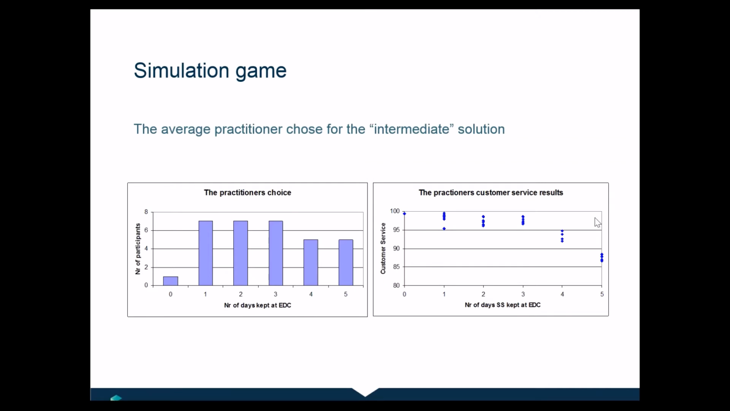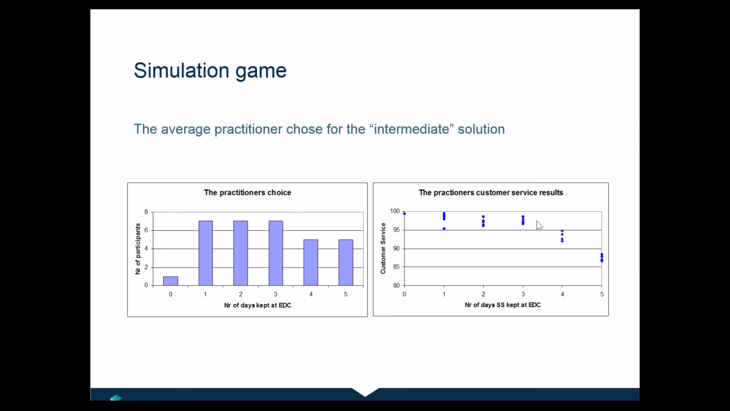If we go to the right, these are the simulation results. So when I did my PhD, I did a lot of discrete event simulations, and these are the simulations for that specific example. So what do we see? We see that the service level towards the customer is increasing if we keep less days at the central DC. So basically, if I have less days at the central DC and I put more safety stock at the regional DC, I'm increasing the customer service level.